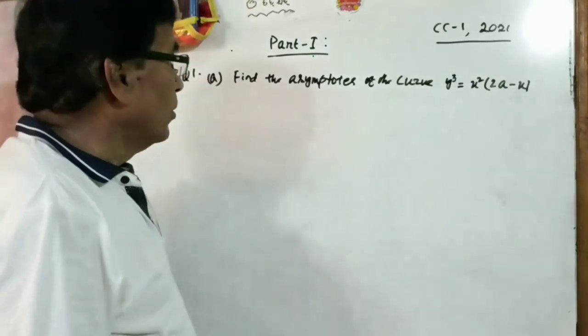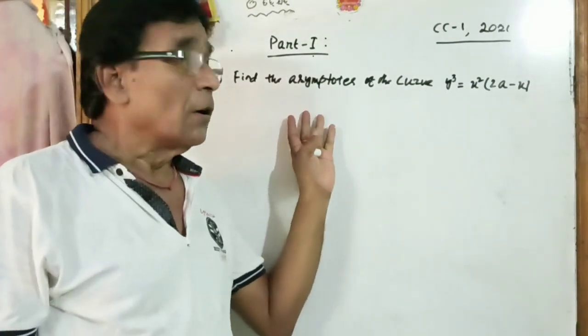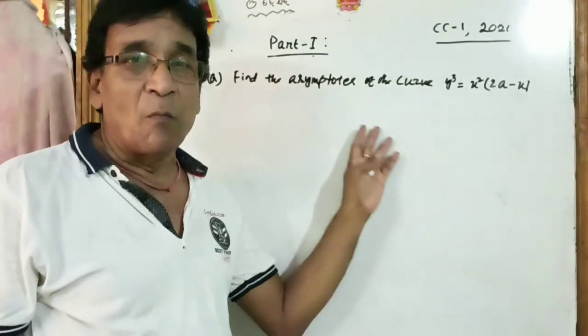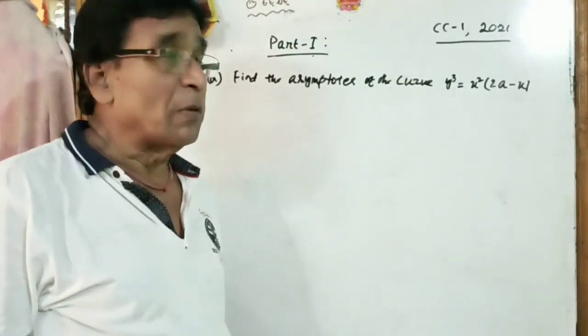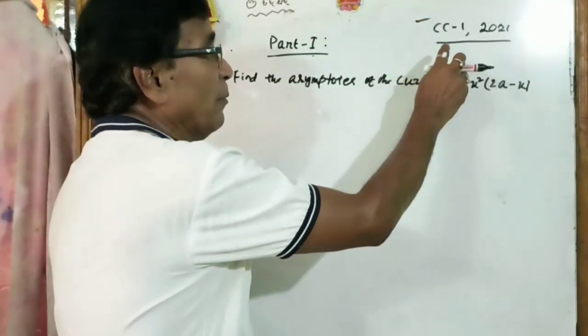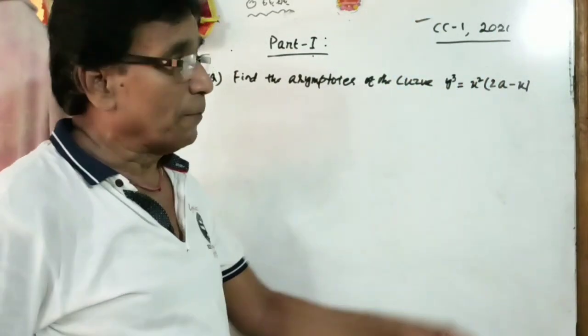Hello students, today I will discuss the complete solution of the question paper of Mathematics Honours Paper 1, that is, the paper named CC-1, 2021.